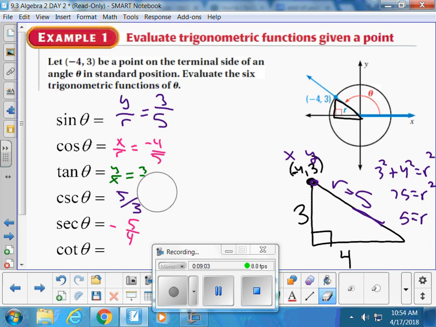Let's put my radius in there. I'm going to put my x there. Thank you. And then we do our reciprocal for cotangent. I'll put my negative out front. -4/3. Right?